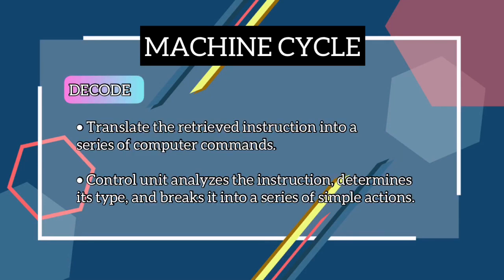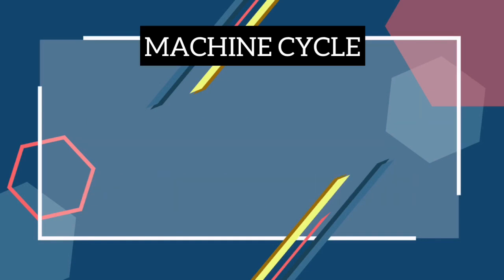Next is decode. Decode is the process of translating the retrieved instruction into a series of computer commands. In this process, the control unit analyzes the instruction, determines its type, and breaks it into a series of simple actions.